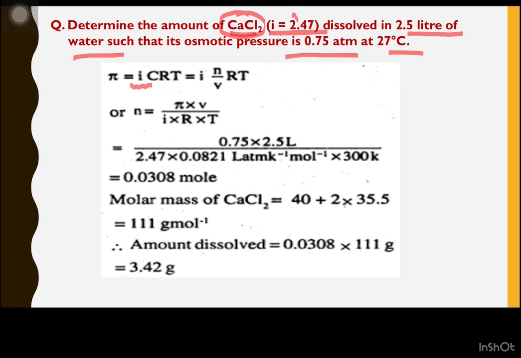That is given to you in the question. Put the value of pi that is given to you. R value you already know, 0.0821 liters atmosphere per Kelvin per mole. Convert this to Kelvin, 300 Kelvin. So everything is a simple application of the formula. You'll get the answer easily here, quickly here. The only thing is you have to incorporate this I here.